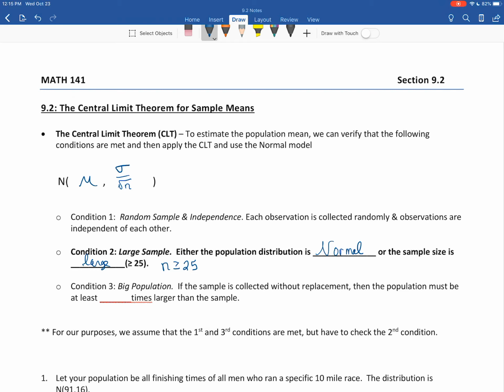It says if your sample's collected without replacement, which most of them are because usually you're asking people and you don't ask the same people twice, then the population must be at least 10 times larger than the sample. So that same condition would be checked here as well, that the whole population is at least 10 times the sample. Most of the time in this unit, you will notice that the first and the third conditions are assumed to be met, and we usually have to check that second one, which again is a lot easier to check because we're just looking for that in the problem.